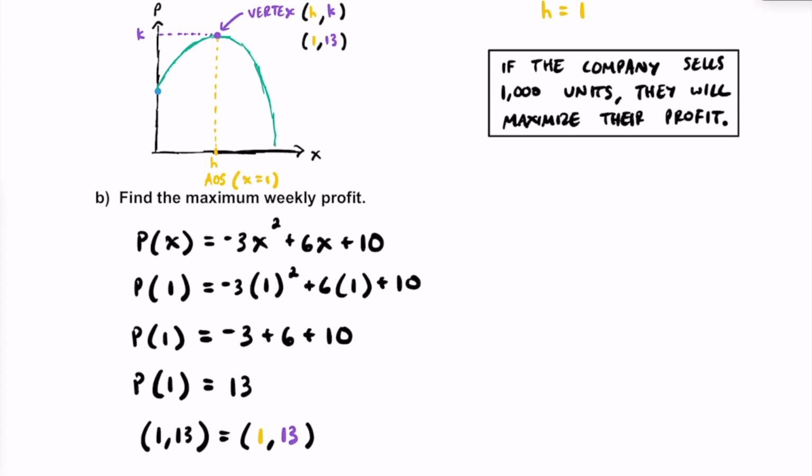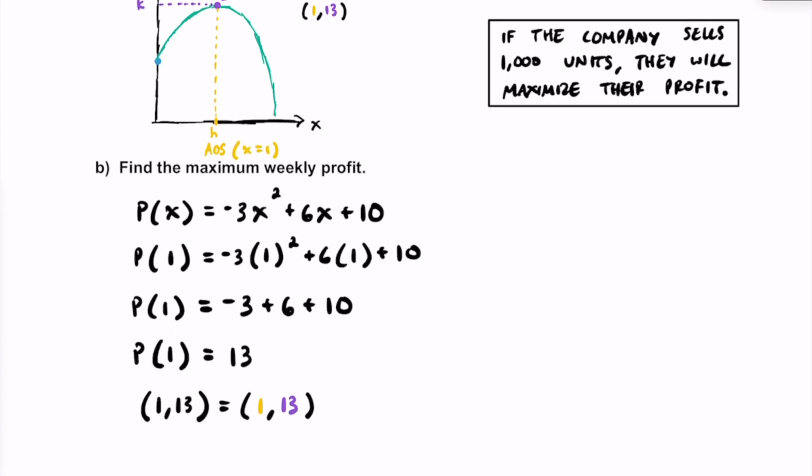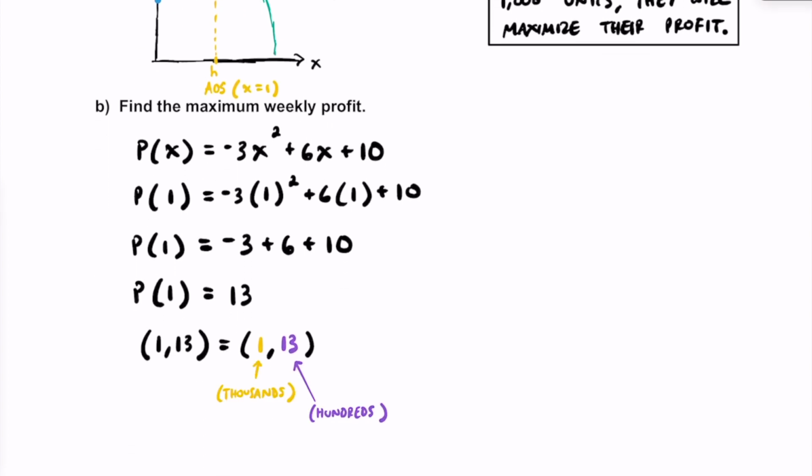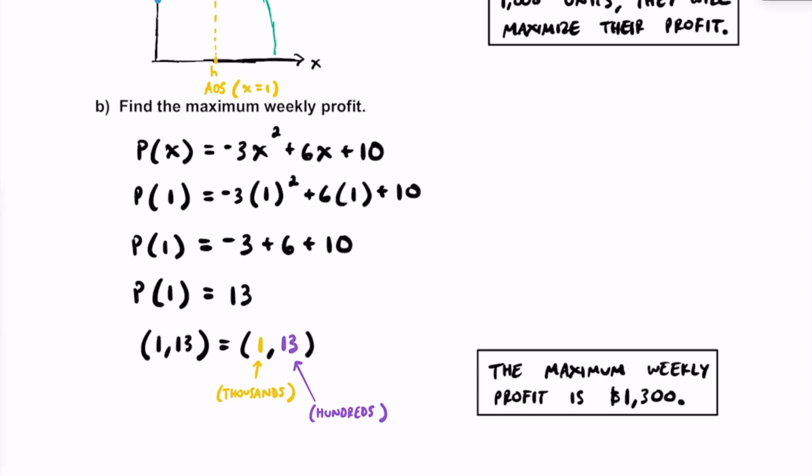So let's go ahead and summarize this as well. When the company produces 1,000 of these units, they're going to maximize their profit at 13, which is the y value, or multiplying this 13 by 100, because these are measured in hundreds, this would be $1,300 of profit per week. And so if we were to sell 1,000 of those units, the maximum weekly profit is going to be $1,300.